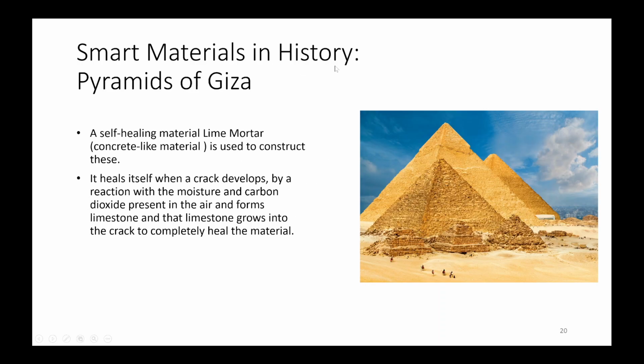In case of smart materials in history, we see that the pyramids of Giza are made using a self-healing material which is known as lime mortar, which is a concrete-like material, and it is used to construct these. It heals itself when a crack develops because by a reaction with the moisture and carbon dioxide present in the air it forms limestone, and that limestone grows into a crack to completely heal the material.